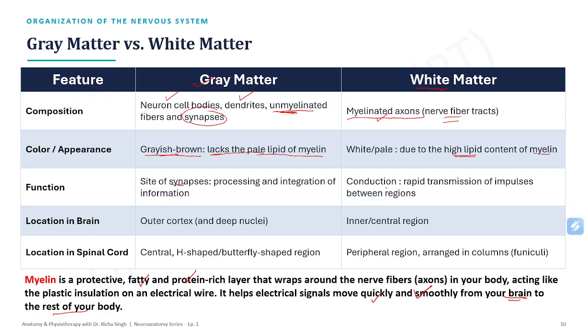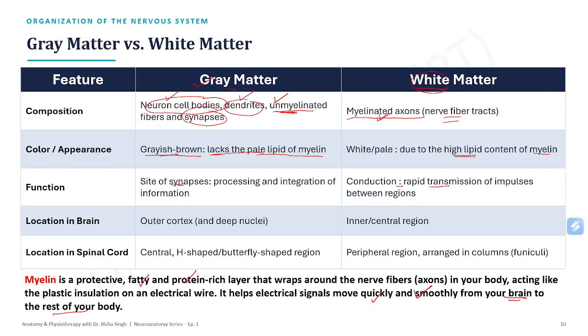Whereas white matter will be seen in places where conduction has to happen. Information in the form of electrical signals has to reach from one part of the neuron to the other. So conduction happens in the region of conduction where rapid transmission of impulses has to happen between regions. You see white matter. You see myelinated axons. Definitely, because you have to have a quick transmission, a quick conduction, so you need myelinated axons. So whenever we say gray matter, we mean neuronal cell bodies, dendrites, and unmyelinated fibers.